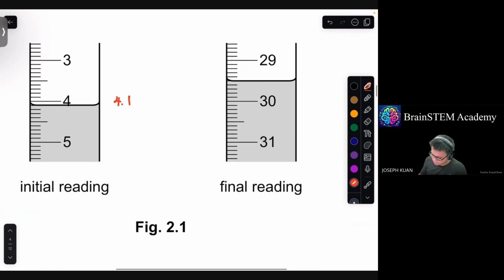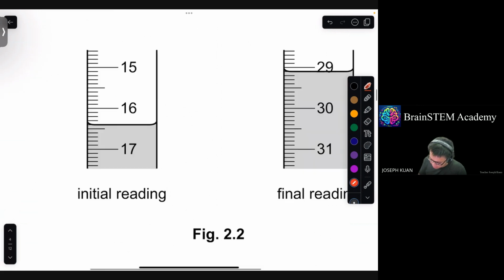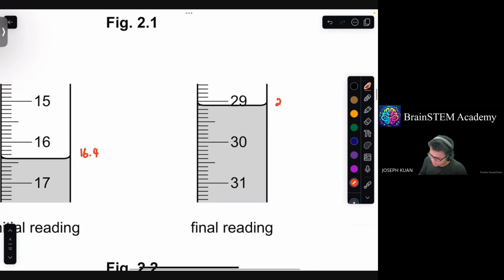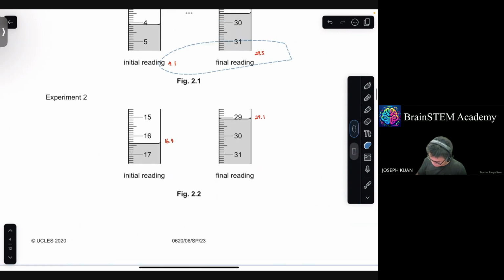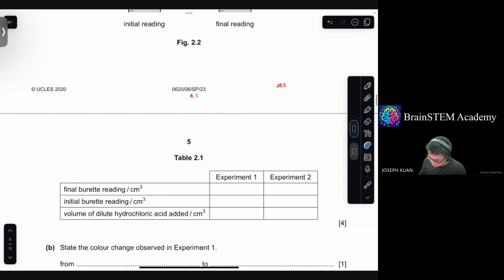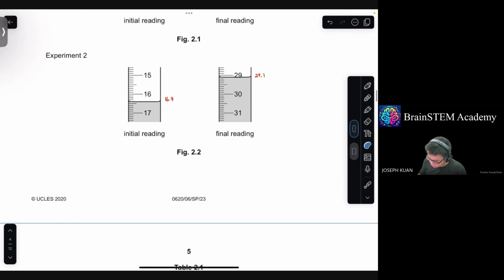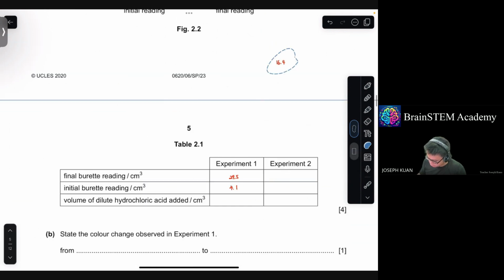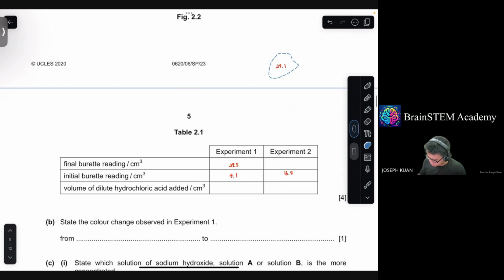So this one is 4.1. This one is 29.5. This one is 16.4. The last one is 29.1. So let's just copy them down. Make sure you fill them correctly. This is initial. This is final for experiment 1. This is initial for experiment 2. This is final for experiment 2.